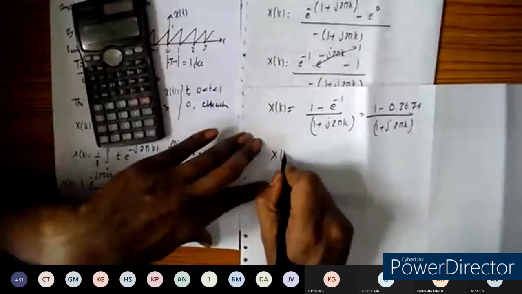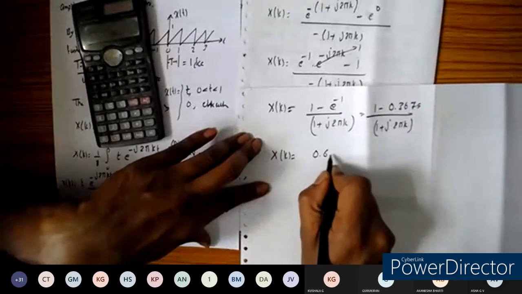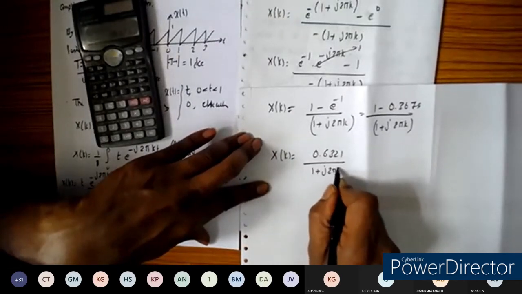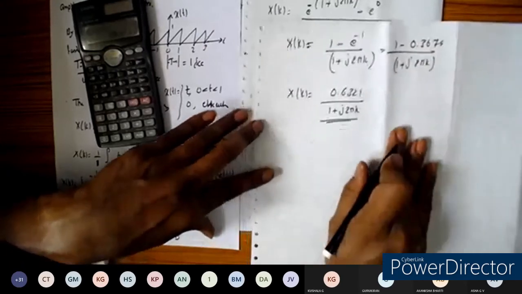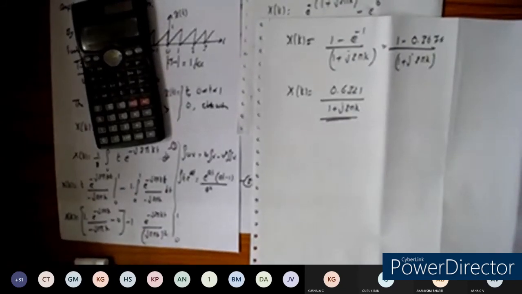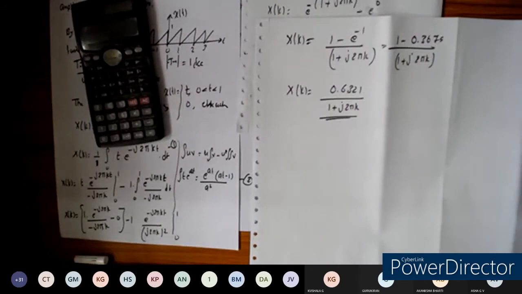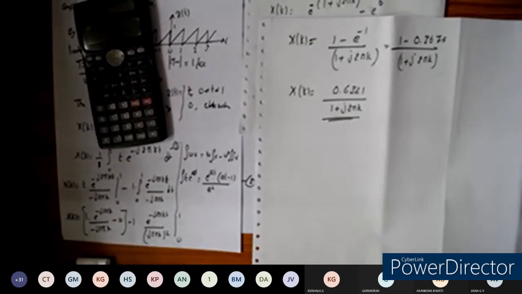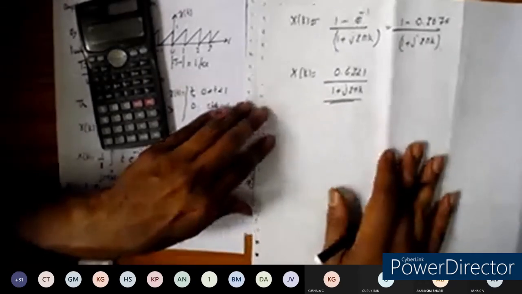So x of k will become 0.6321 divided by 1 plus j into 2 pi k. So this is the Fourier series coefficient x of k, for all values of k. Done? Any doubts? No, sir. Okay, fine.